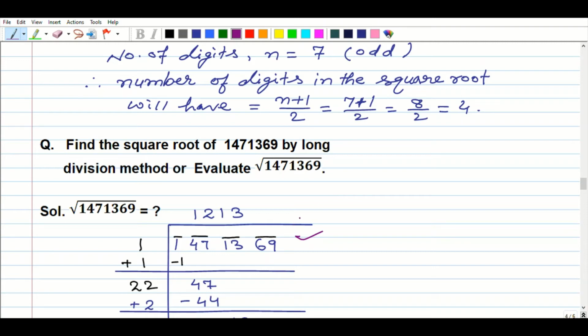Let each pair be called a period, as in the number system, right? The first one at the beginning is 1. Since 1 is single, it is also called a period. Then 47, next 13, and last 69, right?